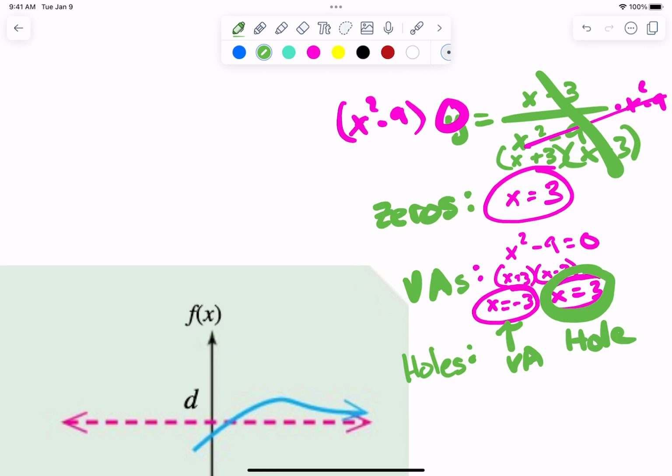Okay? Holes and VAs. Can zeros and holes be the same? Not always. Well, yeah. Your 0 will always appear as a hole.